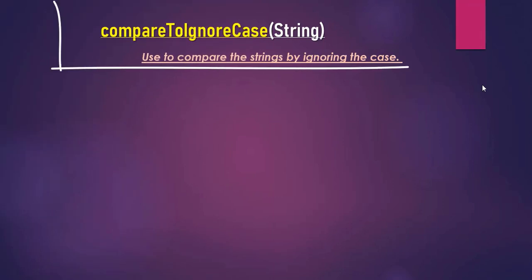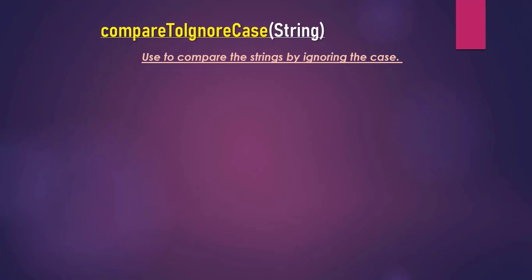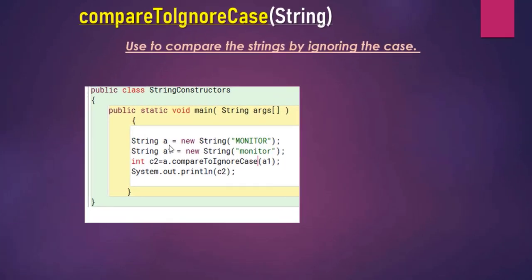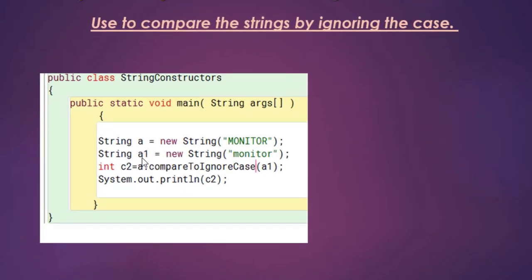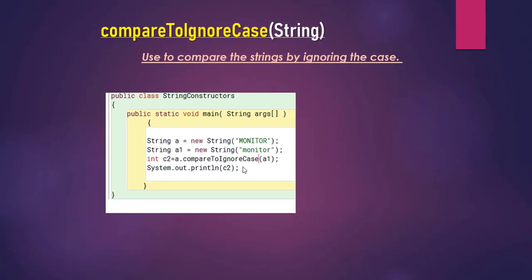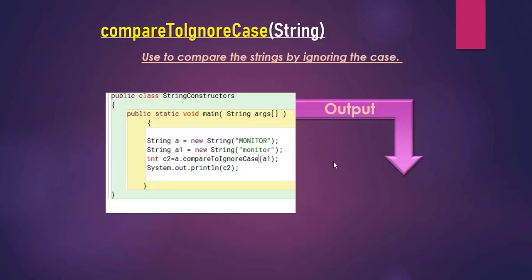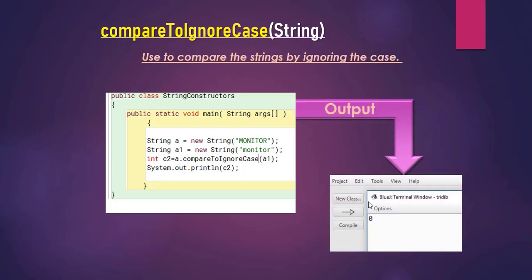This is compareToIgnoreCase function. This is quite similar to the compareTo function. This is used to compare the strings by ignoring the case. In this example you can see A equals monitor and A1 equals again monitor, but that is written in small letters. But the function we are using, that is A.compareToIgnoreCase(A1), means in this case we are not bothering about the case. We will only check whether the string is the same or not. See the output, it will come as 0. 0 means both the strings are identical.